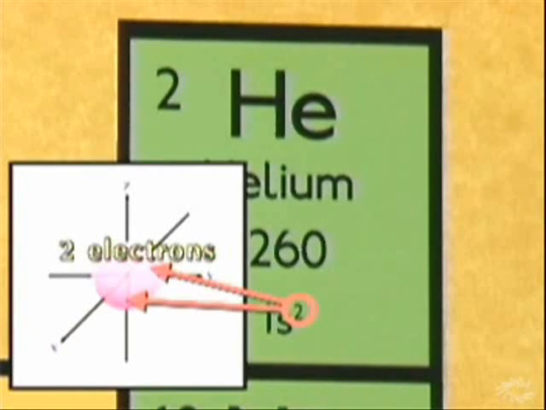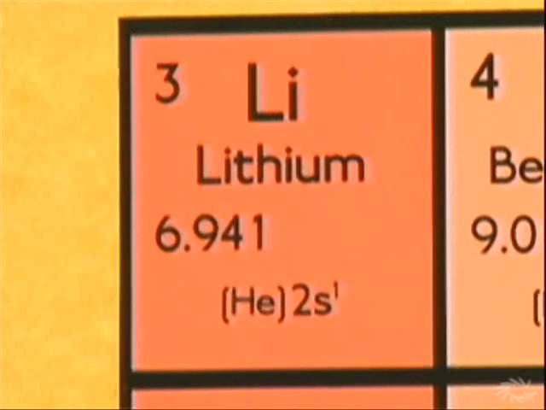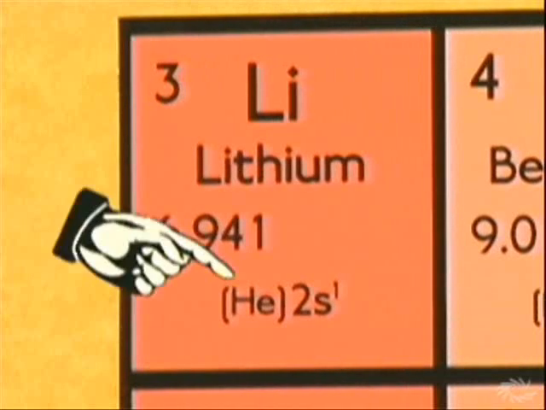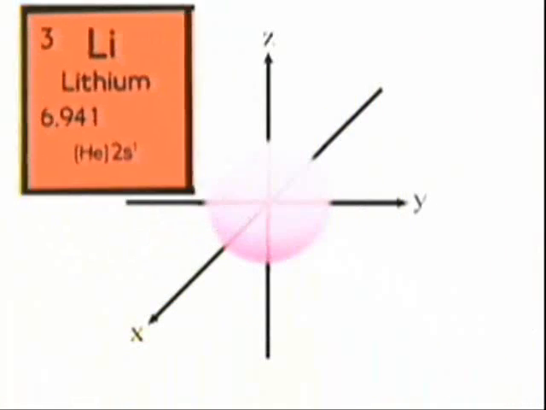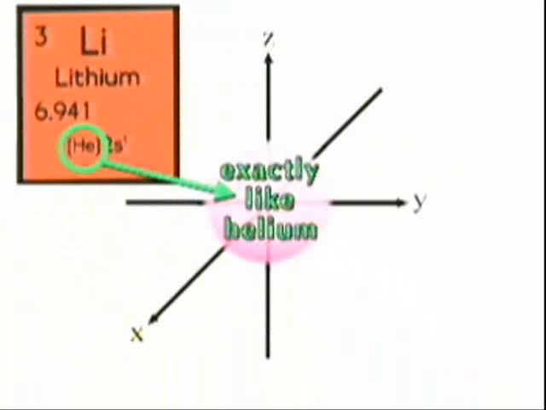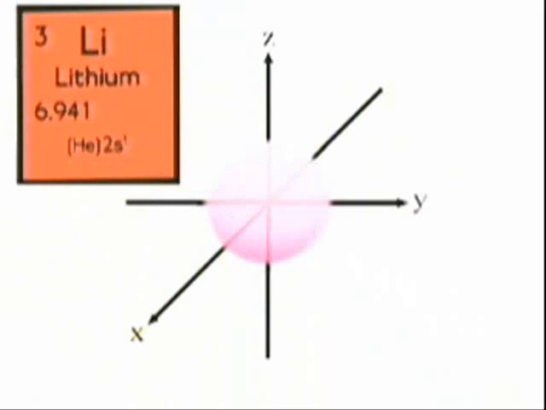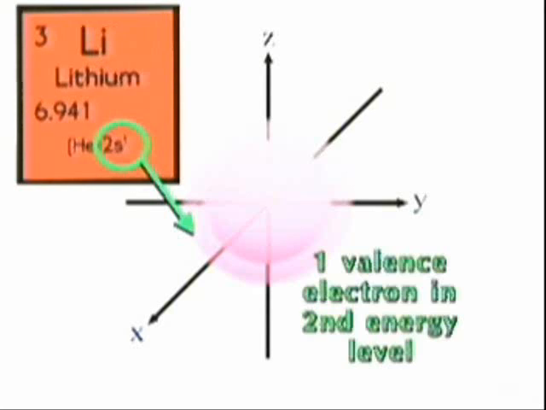Lithium has atomic number 3 and is in the next period of the table. But look how its electron configuration is written. This is a shorthand that chemists have developed. It says that the electrons in the inner energy level are exactly like the electron configuration of helium. 2s1 is a description of the valence electrons. It is saying that in the second energy level, the s-shaped orbital is half filled with 1 electron.